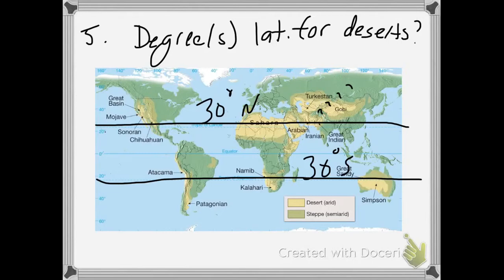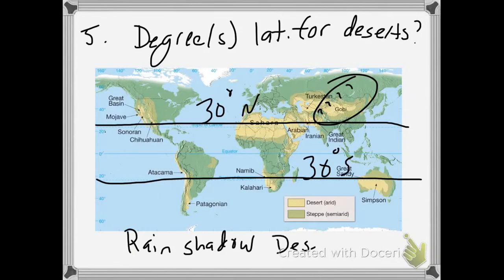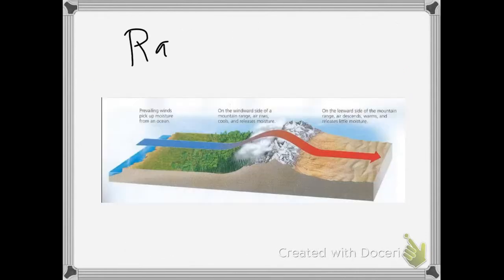Now right here where I've indicated with this Doceri slide, we have some mountains. And next to the mountains we have the mighty Gobi Desert. So the Gobi isn't necessarily lying at 30 degrees north. It's a bit north of that. So this desert exists because it is a rain shadow desert, also called the orographic effect. So here is a kind of follow-up to that question. Does this picture show the rain shadow effect?